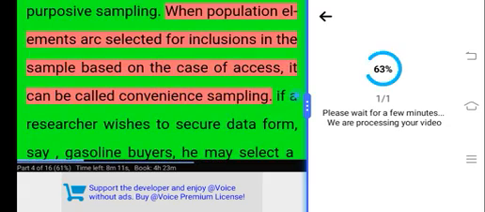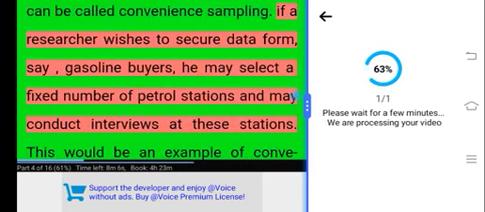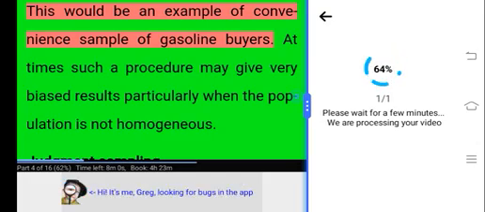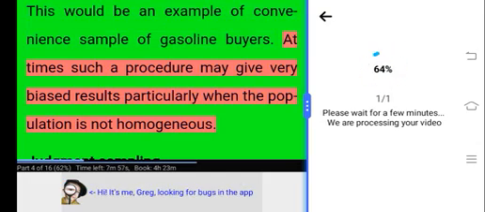When population elements are selected for inclusion in the sample based on the ease of access, it can be called convenience sampling. If a researcher is to secure data for, say, gasoline buyers, he may select a fixed number of petrol stations and may conduct interviews at these stations. This would be an example of a convenience sample of gasoline buyers. At times such a procedure may give very biased results, particularly when the population is not homogeneous.